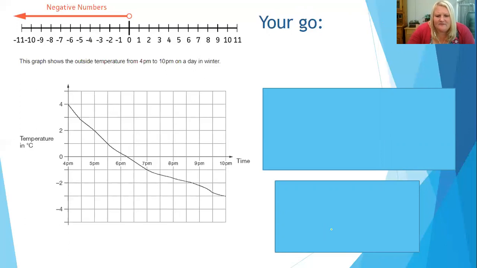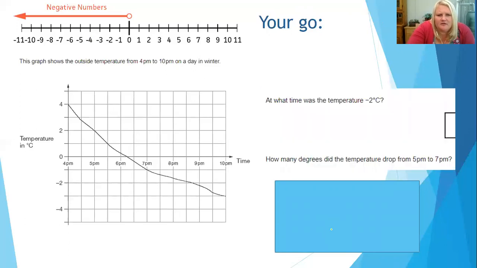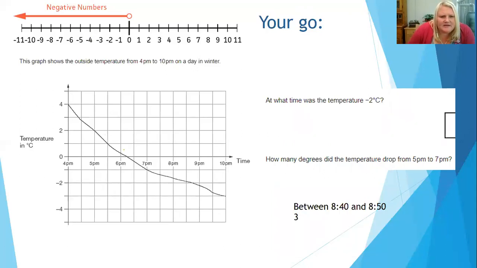Okay, so let's have a look. At what time was the temperature -2 degrees? And how many degrees did the temperature drop between 5 p.m. and 7 p.m.? Pause the screen, answer the questions, and then unpause when you're ready to go through the answers. Okay, let's have a look at the answers here.